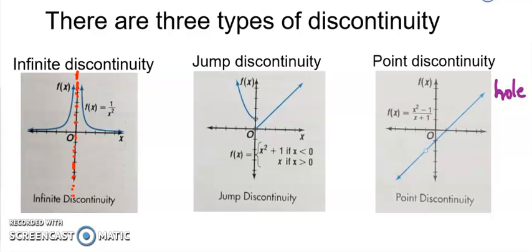Point discontinuity. All right, so we're going to go to example 1 here, and we're going to look at a graph, point out all the pieces that are discontinuous, and label what they are. All right, so there we go.